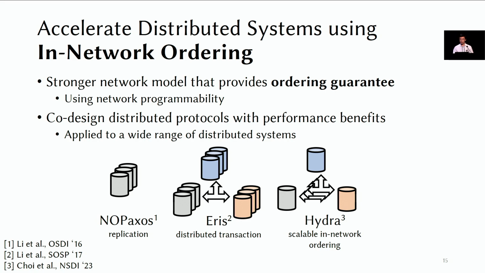In-network ordering has been developed in data center networks recently. It introduces a stronger network model that provides an ordering guarantee. It is implemented using network programmability and incurs near zero cost, which enables us to co-design distributed protocols with performance benefits. It has been applied to a wide range of distributed systems, such as NOPaxos, Eris, and Hydra.